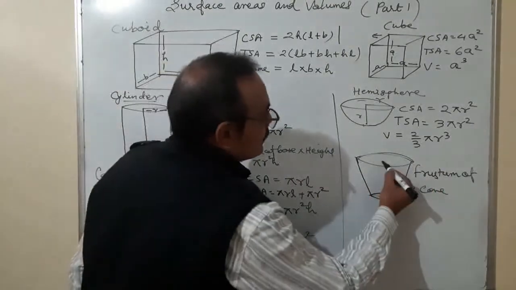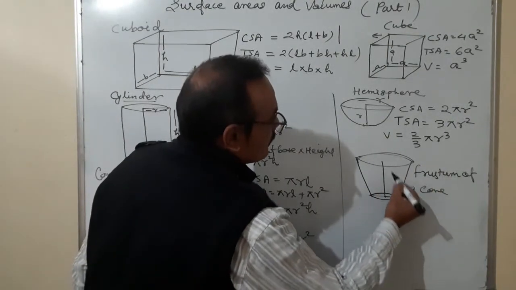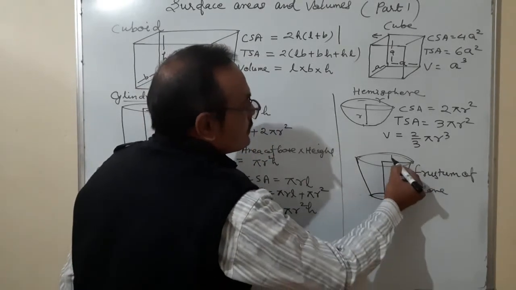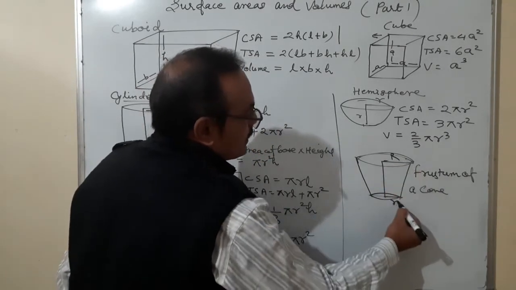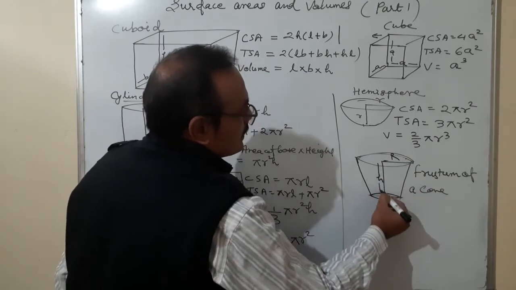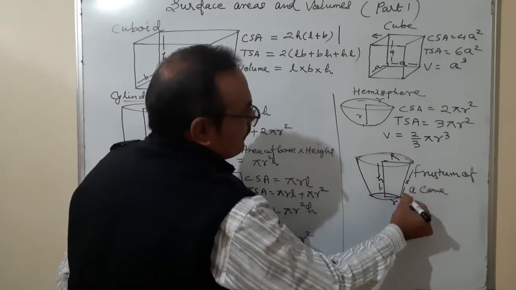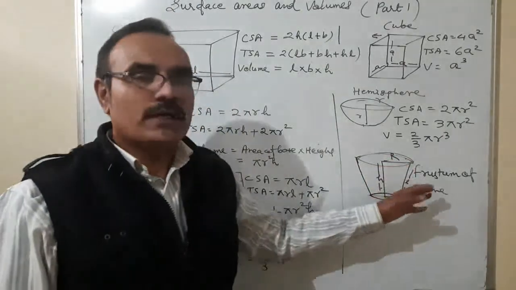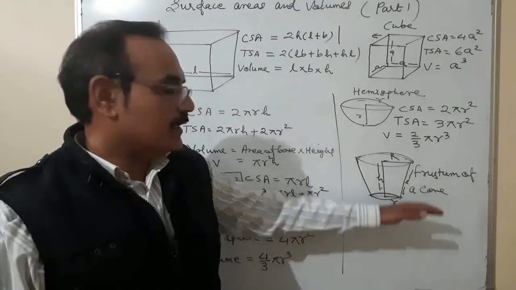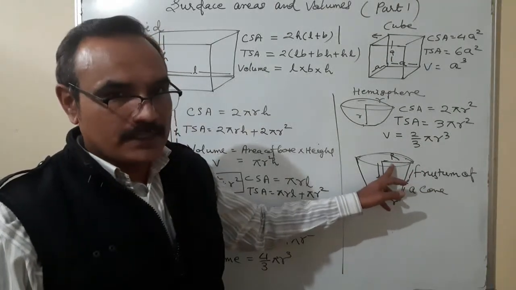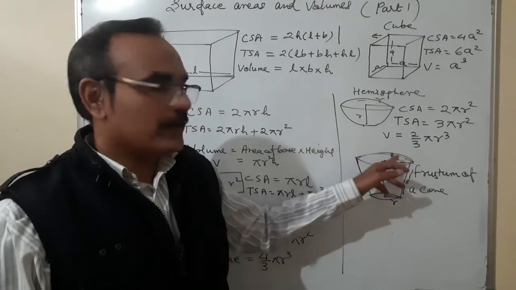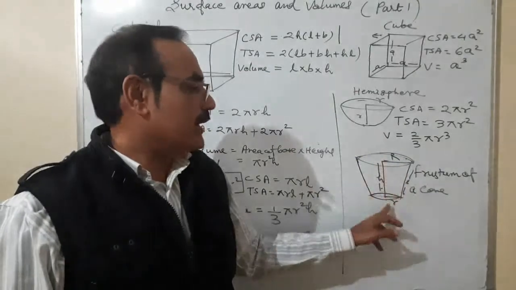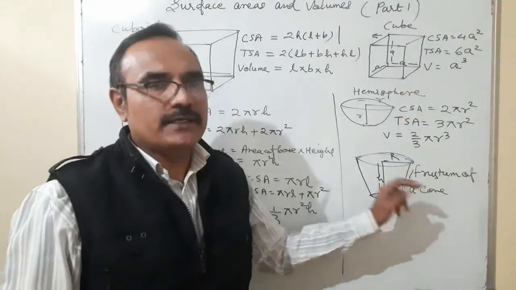In a frustum of a cone, you can see two circles upside and downside, and their radii are not the same. Suppose the radius of this one is capital R, the small one is small r, this is h, and slant height is L. In one of my lectures, we'll derive the formula. But here you have to remember it. Capital R is the radius of the big circle, small r is the radius of the small circle, h is the height, and L is the slant height.